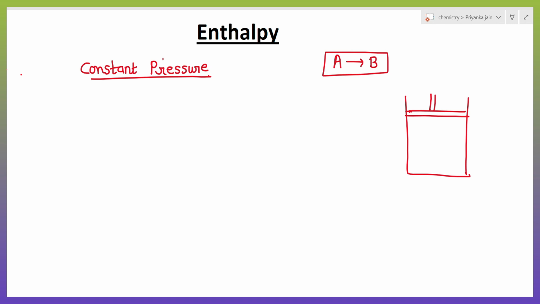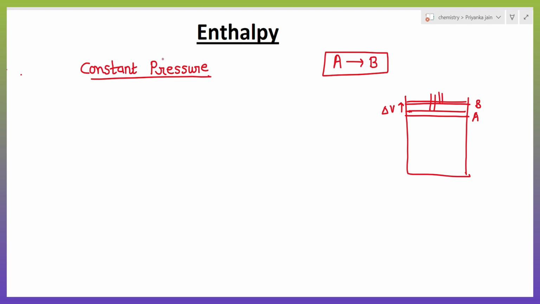Suppose here the expansion is happening, which means the volume is increasing. Now the piston moves here. This is state A, and this is state B. So in this process there is a change in the volume. The volume is increasing. Now you can understand that work is being done, because there is an expansion process.